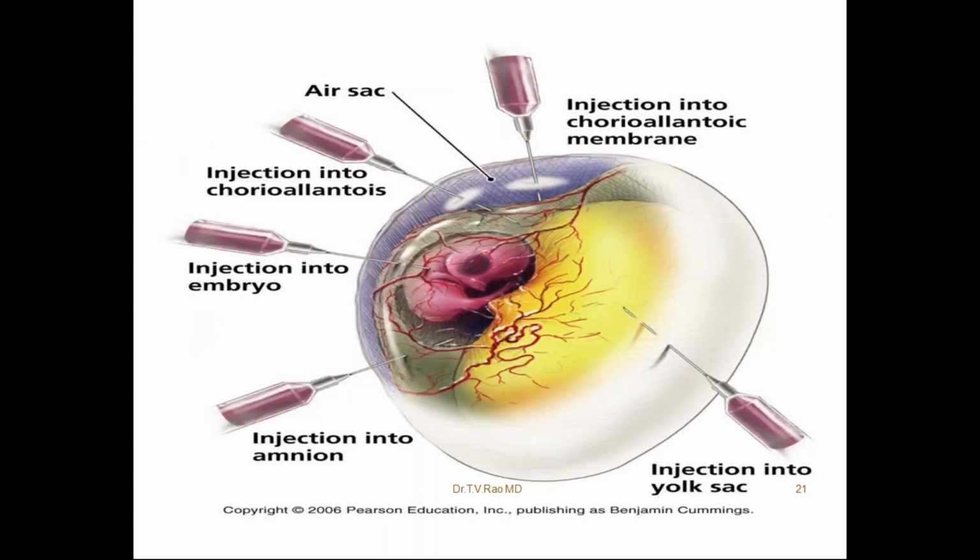Similarly, in the embryonated hen's egg, we can inject into the amniotic cavity, into the embryo, into the chorioallantoic membrane, and into the yolk sac. These are the different sites of inoculation of the embryonated hen's egg.